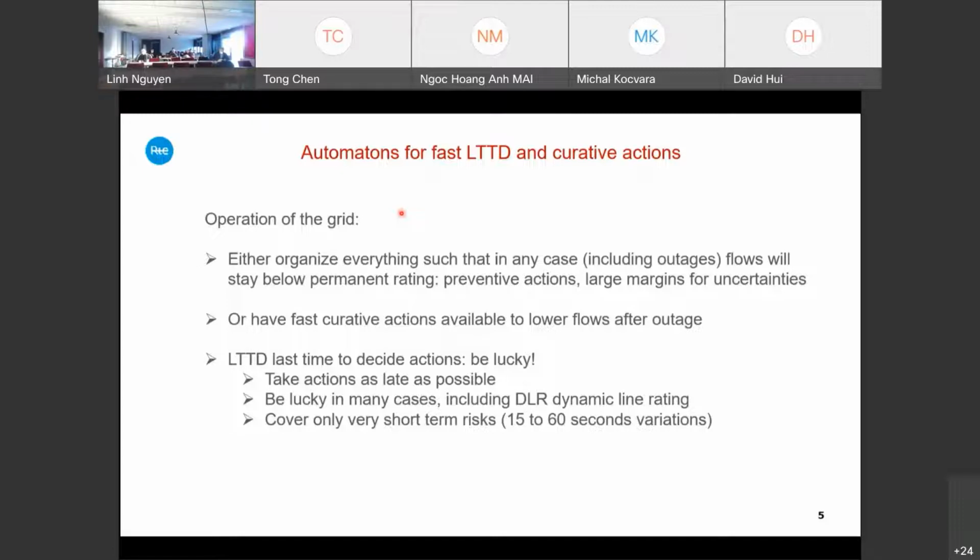To operate the grid, there are two ways. Either preventive: the dispatcher, the control room, organize everything day ahead, or a few hours ahead, so that even if some vehicle hits a pylon and the line falls down, whatever happens, flows will stay below their limits. These are named preventive actions, and in that case, we need to take large margins to cover uncertainties.